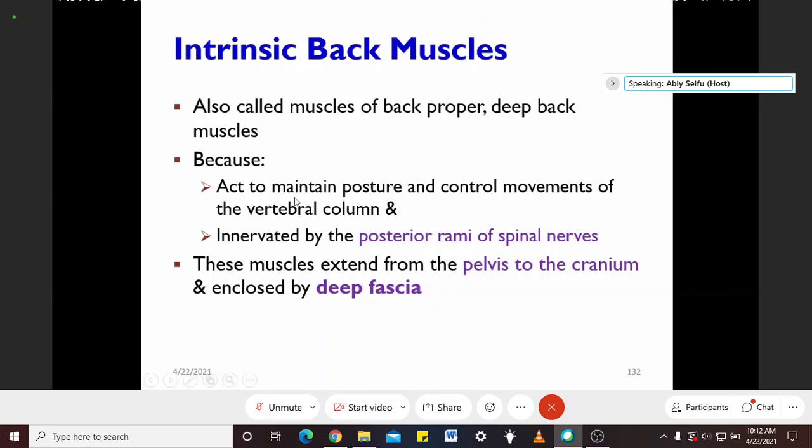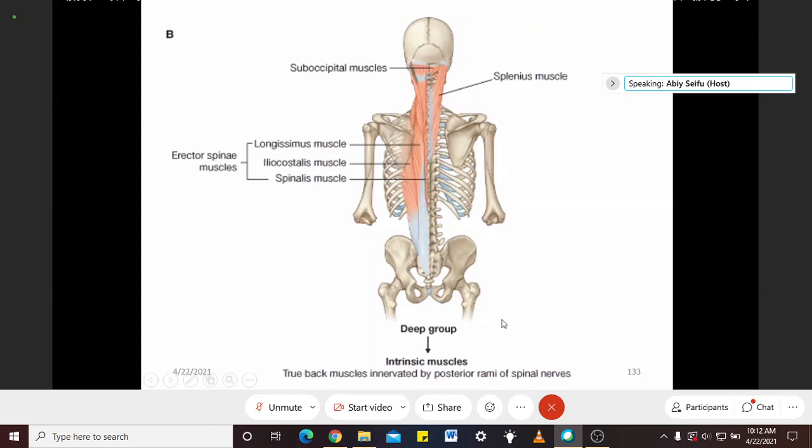So these muscles extend from the pelvis to the cranium along the vertebral column, and are enclosed by thick fascia, which in this case is the thoracolumbar fascia. Here are the muscles. The erector spinae muscles run from the hip bones, the pelvic region.